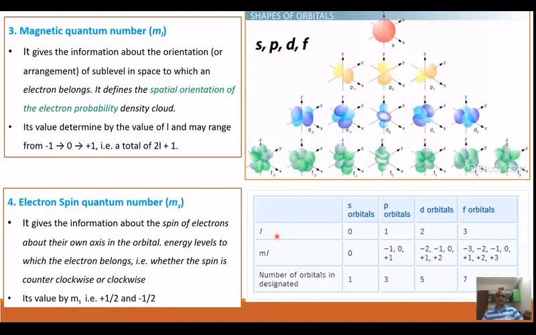Here are some orbitals with all the values for L, the subsidiary quantum number, ml, and the number of orbitals designated, represented by this table. Here see the S orbital. These are some sample values given to you, and these are the representation of the SPDF shown to you. It will be clear after watching this video.